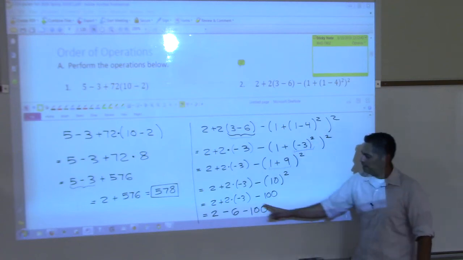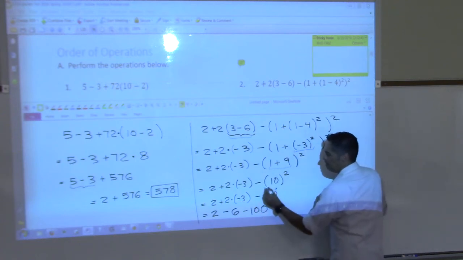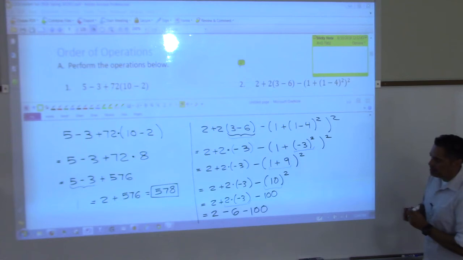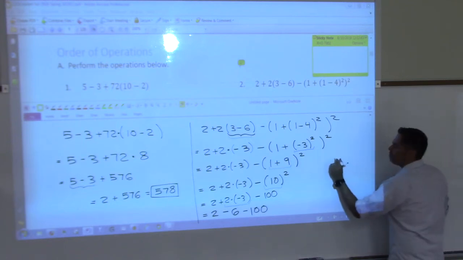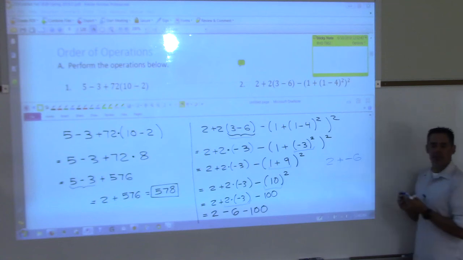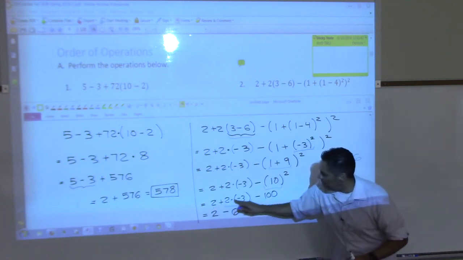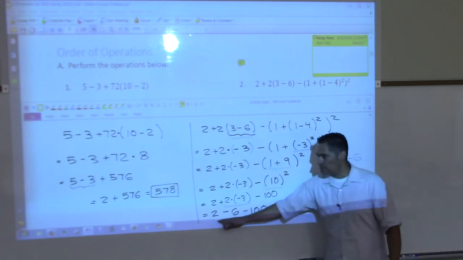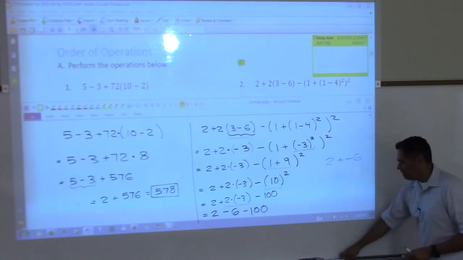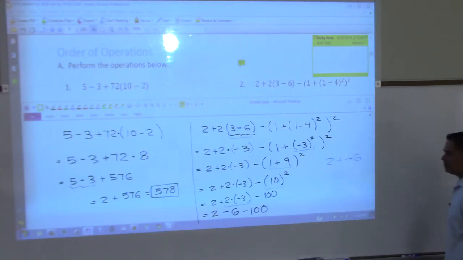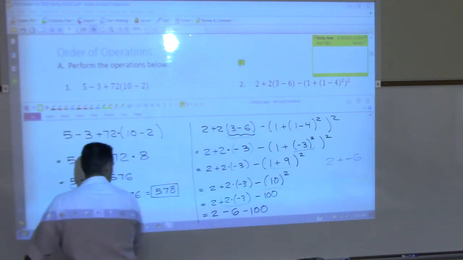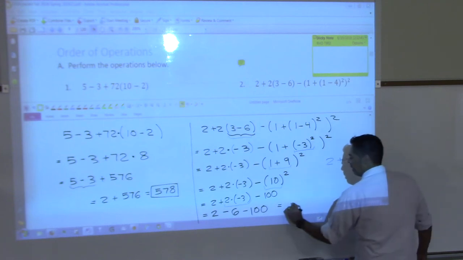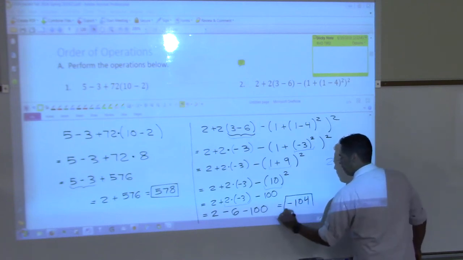Any questions on that? Doing this was there, and then from here, I did those two together. That became the negative 6. Does everyone understand why I'm not writing 2 plus negative 6? On this step, 2 plus negative 6, that 2 plus a negative is the same as subtraction. So that's why I put 2 minus. Okay, at this point, we should be able to just crank this one out. 2 take away 6, negative 4, and then take away 100. Negative 104.